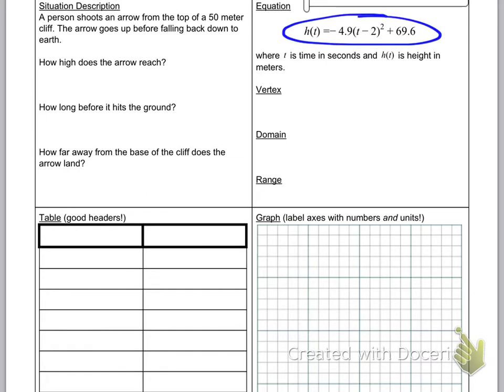So first of all, I want you to notice I gave you the equation on this one. I won't always give you the equation. Sometimes I'll give you a situation instead, or sometimes just a table, or sometimes just a graph, and then you would have to find the equation. But in this case, I gave you the equation.